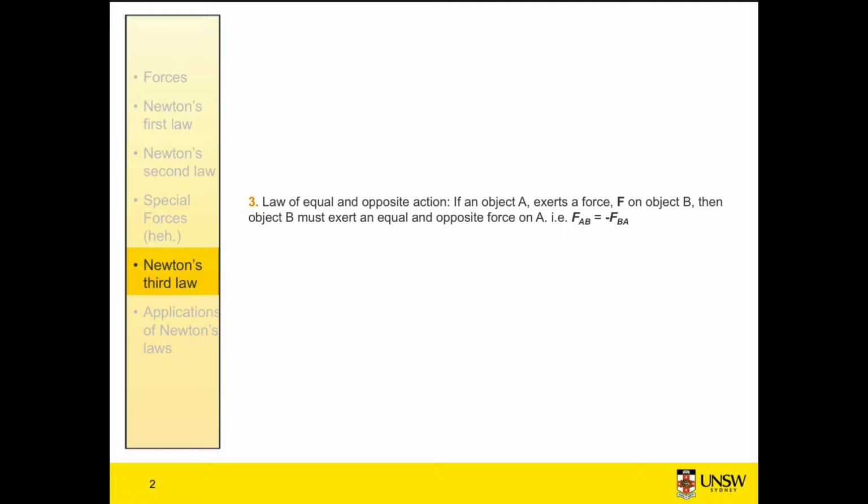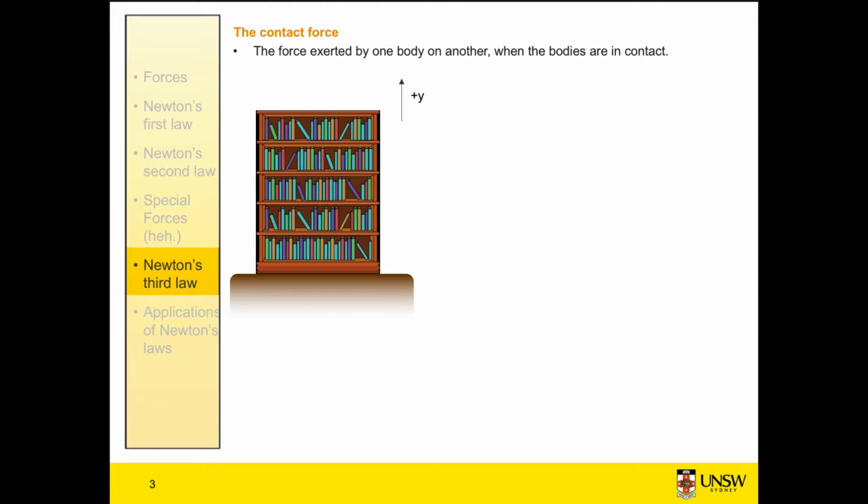So whenever we deal with Newton's third law, we're dealing with objects in contact. So we're dealing with contact force. In this situation where the object is sitting on the ground, we know the bookshelf is in contact with the floor. So there is a contact force between the bookshelf and the floor.